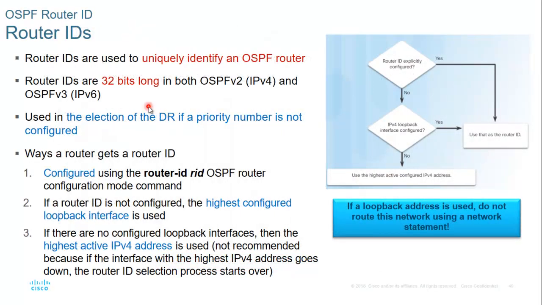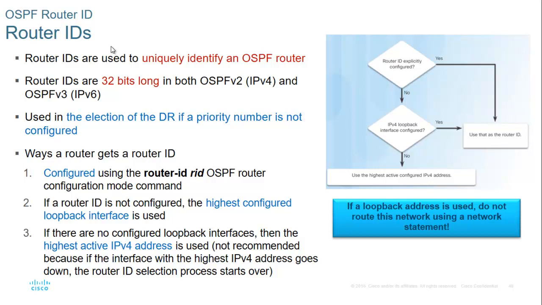Router IDs are used to uniquely identify an OSPF router. Router IDs here are 32 bits long in both IP version 4, which is OSPF version 2, and OSPF version 3, which is used for IP version 6. The router ID is used in the election of the DR, designated router, if a priority number is not configured. Remember again, what is the purpose of a designated router? It is sort of like a distribution point for every other router within the topology so that they don't use so much bandwidth for updates.